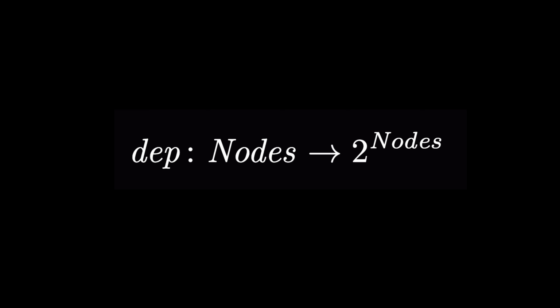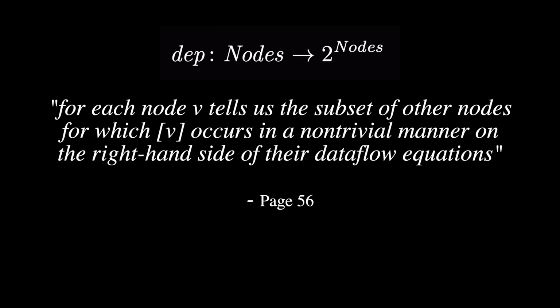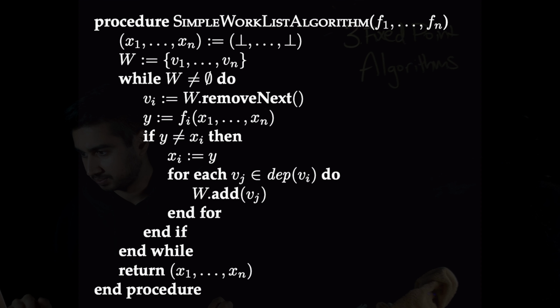A practical variant of the chaotic iteration can go as follows. We'll start by recognizing that each f sub i will only read the values of a few other variables, and you can represent these dependencies as a map. So dep is a map of nodes to a subset of other nodes. dep tells us which subset of other nodes occur in a non-trivial manner on the right-hand side of their data flow equations. And with that information, we can make this worklist algorithm.